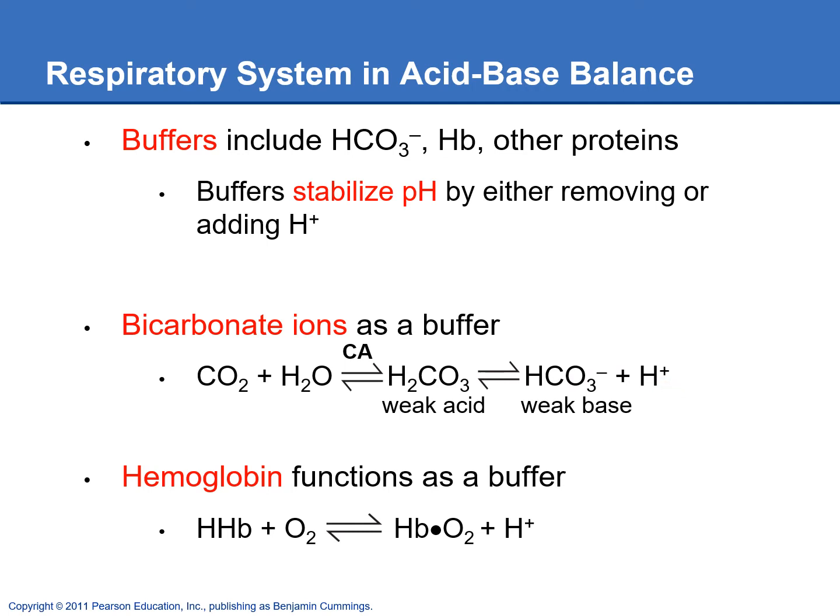And then hemoglobin in the red blood cell also is a buffer. Remember the amino acids, the protein part of the hemoglobin, can either bind to the hydrogen ions or release them. So that's another buffer system in the body. Those will just help stabilize the pH and keep it right around 7.4.